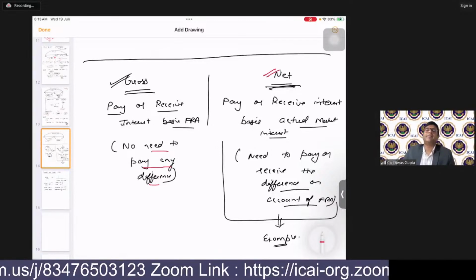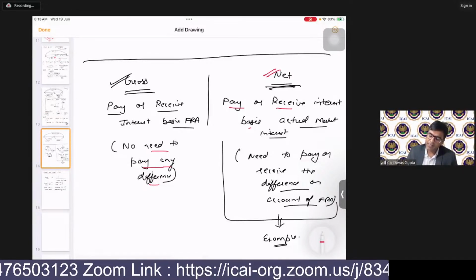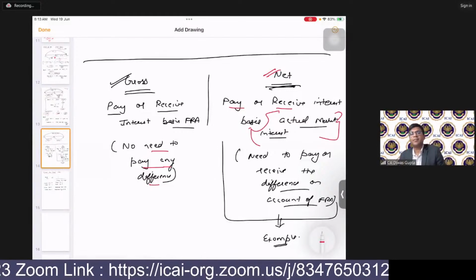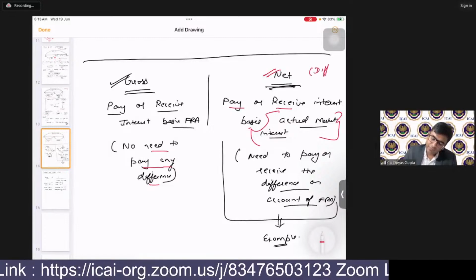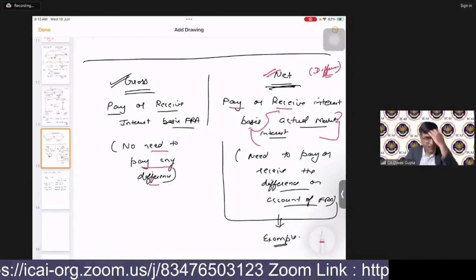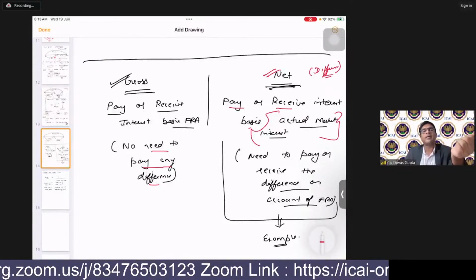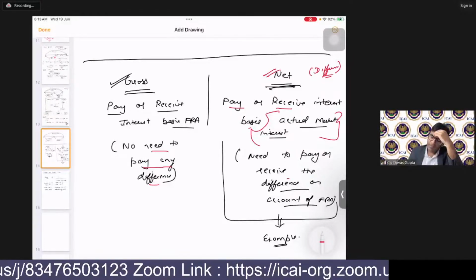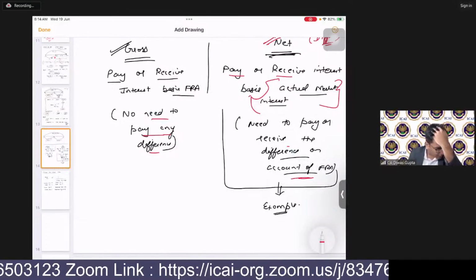In case of net, the payment or receipt of the interest happens basis actual market interest. In this case, only the difference is paid. Like in the above example where we discussed about actual market rate being 8% or actual market rate being 5.5%, students. So you need to pay or receive the difference on account of the FRA. This is the example above that we have discussed.